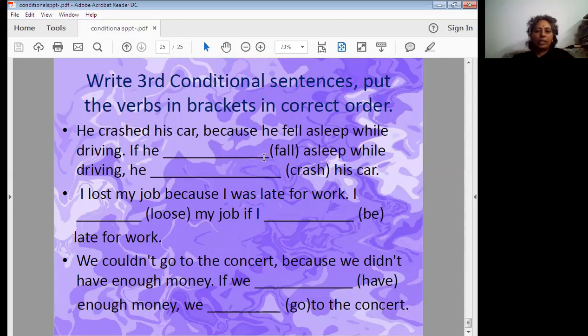Next here, be is there. What is the third form? Is, was, been, or were, been. So the third form is been. You have to choose the particular verb. Now here go, went, gone in the third sentence.